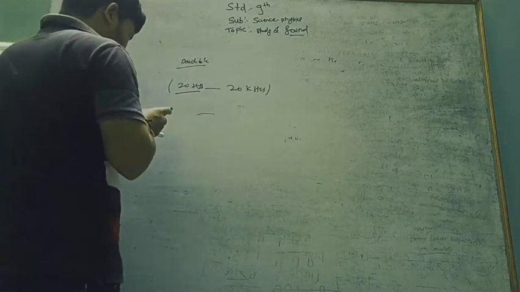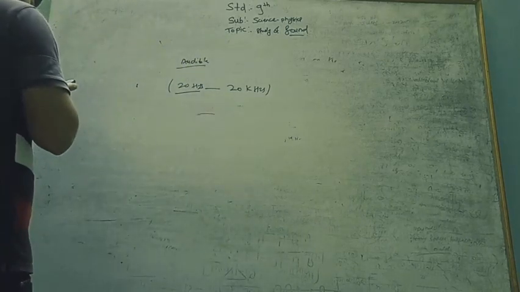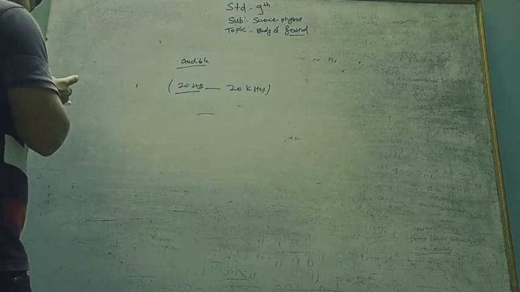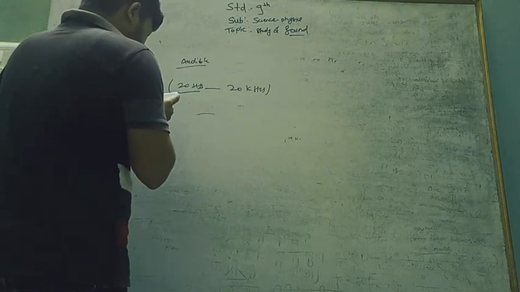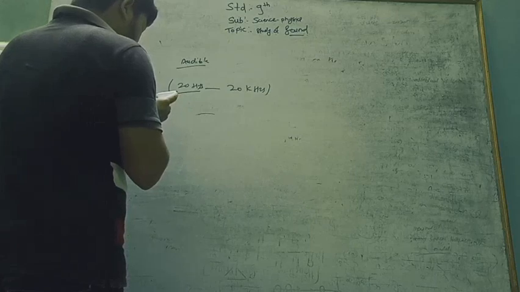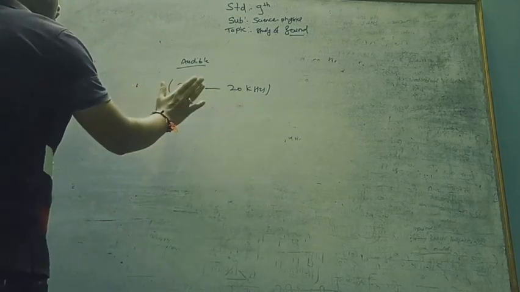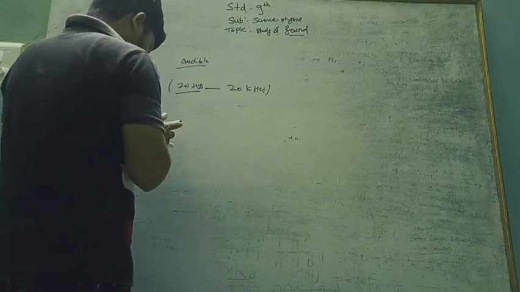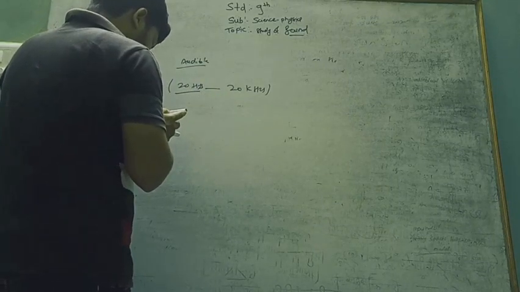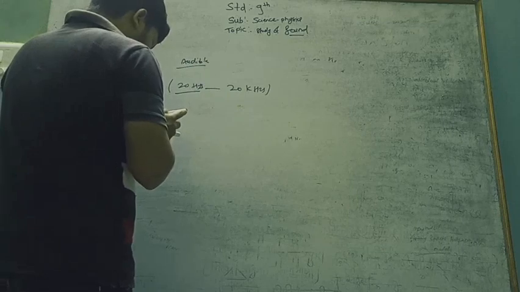Okay, so this is nothing but the audible range. The limits of hearing of the human ear are 20 hertz to 20 kilohertz. The human ear can hear sounds of frequency in this range. Sounds of frequency from 20 hertz to 20 kilohertz are audible to our ears, and these sounds are called audible sounds.